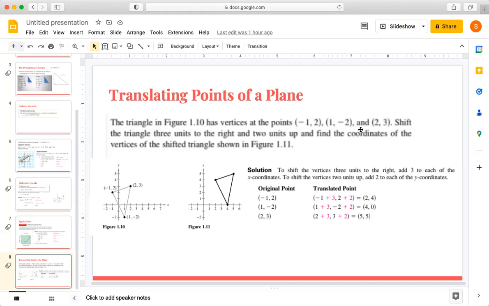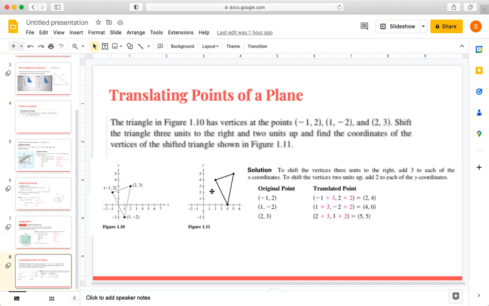So if you have these vertices, you can do this without even having a graph. Basically, if you're shifting 3 units to the right, that means you're adding to the x-coordinate. So if you're at 2 and going to the right 3, it becomes 2 plus 3, and that point ends up at 5, 5. So if I'm going 3 units to the right, I would add that to the x points for all 3 of them. If you go to the right, it's becoming more positive, you're adding.